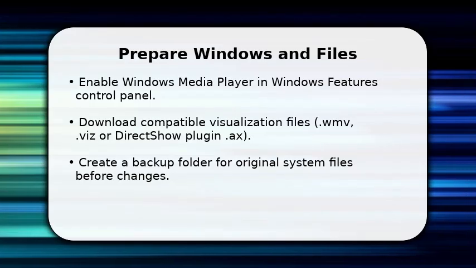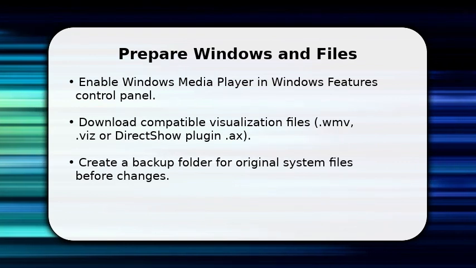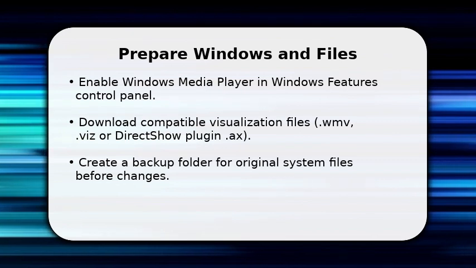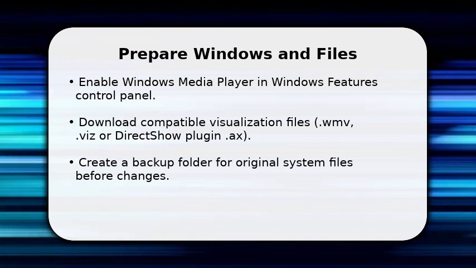You'll start by turning on the built-in Windows Media Player feature and collecting the visualization files you need. Open Programs and Features, select Turn Windows Features on or off, and enable Windows Media Player, then gather compatible visualizer plugins or Viz files. Make sure to keep those files in a distinct folder so you can track what you added. Once done, create a simple backup of current system or user media settings. That allows you to revert quickly if a step fails or conflicts occur.